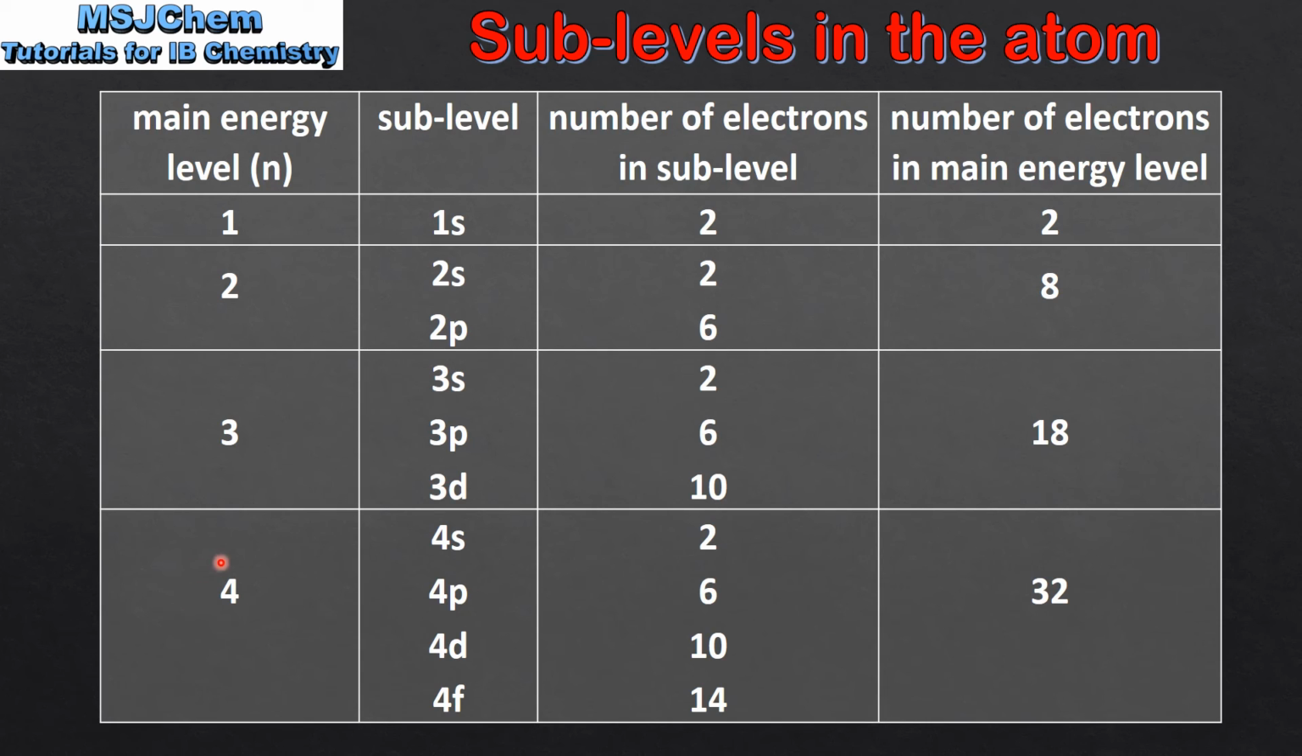Next, n equals 4, which has a 4s, a 4p, a 4d, and a 4f sublevel. The 4s sublevel can hold 2 electrons, the 4p sublevel can hold 6 electrons, the 4d sublevel can hold 10 electrons, and the 4f sublevel can hold 14 electrons, which gives us a total of 32 electrons in the fourth main energy level.